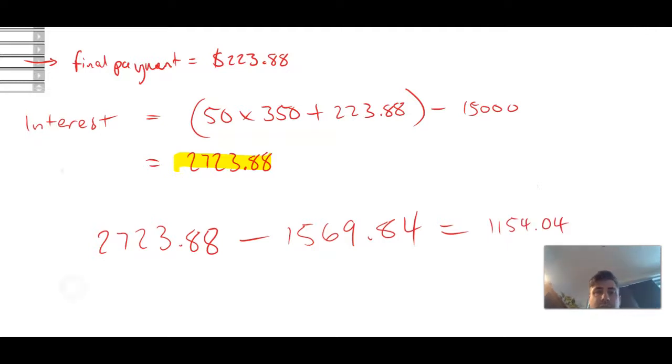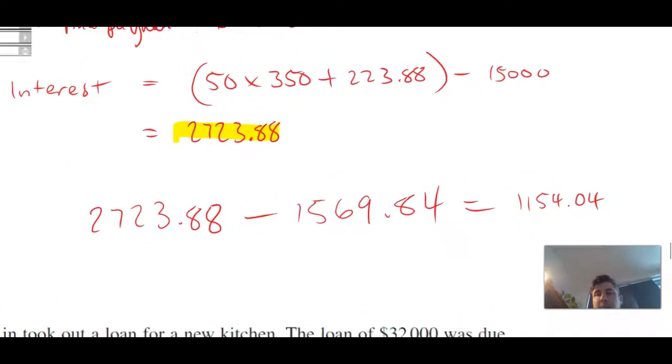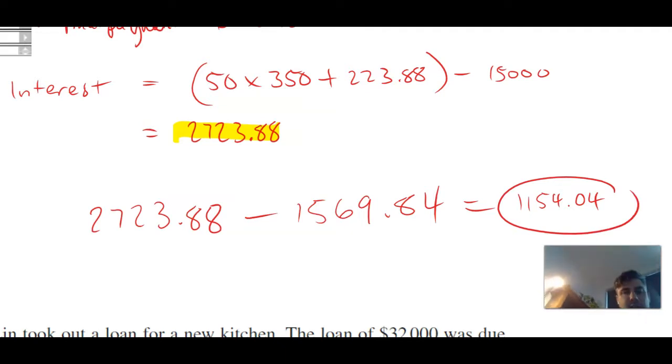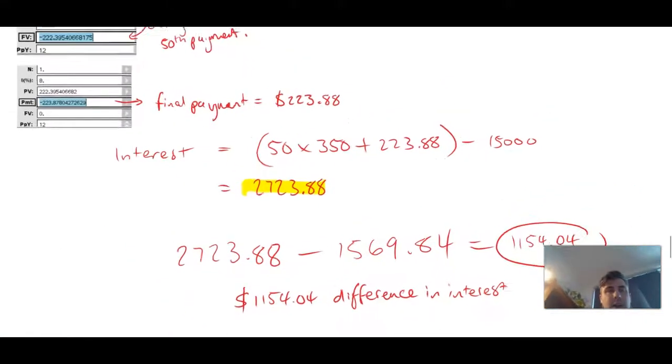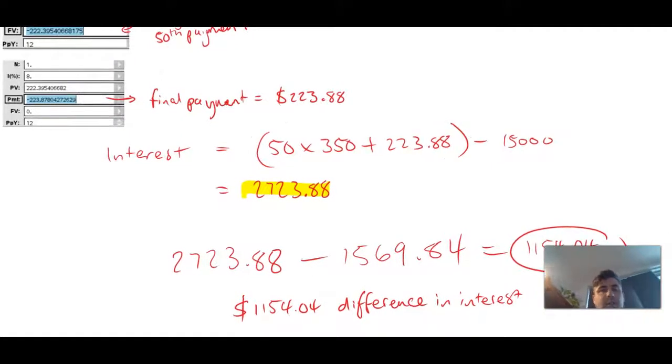So after all of that calculation, we found out that they would have saved $1,000 by the whole end of the loan. Okay, so the answer has to be written with the $ sign, difference in interest. Okay, so that's how you work out interest for different scenarios.